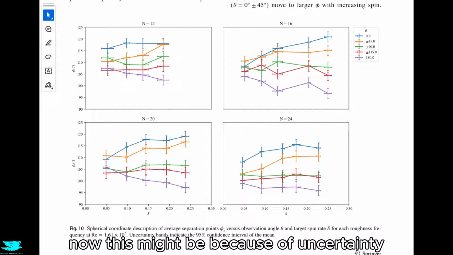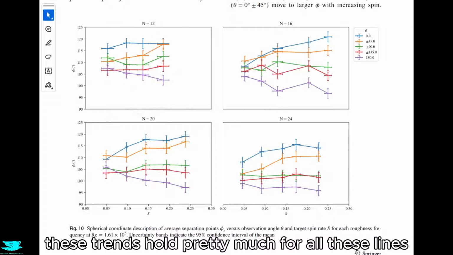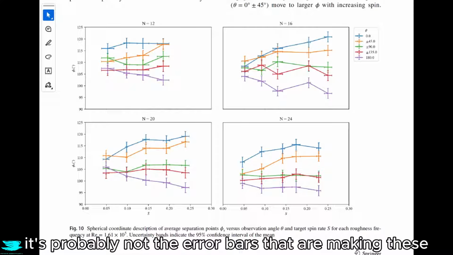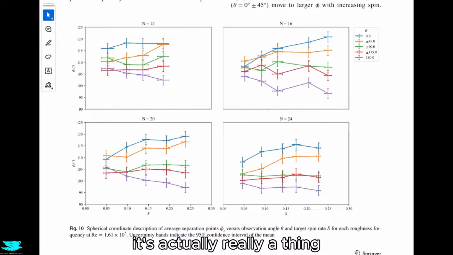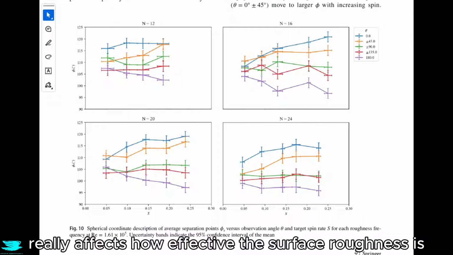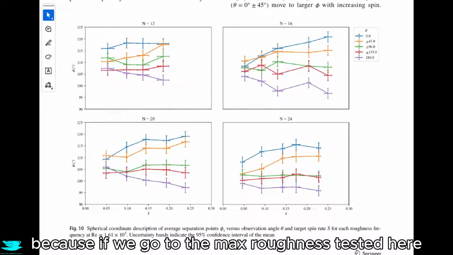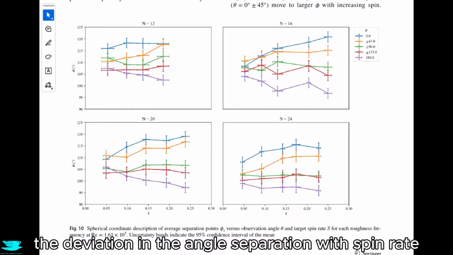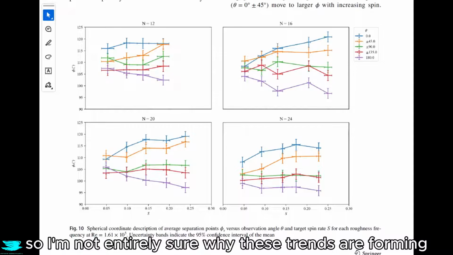Now, this might be because of uncertainty, which could negate these differences, but even still, these trends hold pretty much for all these lines. So it seems like it's probably not the error bars that are making these greater differences in the angles occur. It's actually a real thing. And I think that for some reason, the spin rate really affects how effective the surface roughness is. But then the plot thickens, because if we go to the max roughness tested here, so the bottom right plot, the deviation in the separation angle with spin rate now reduces. So I'm not entirely sure why these trends are forming.